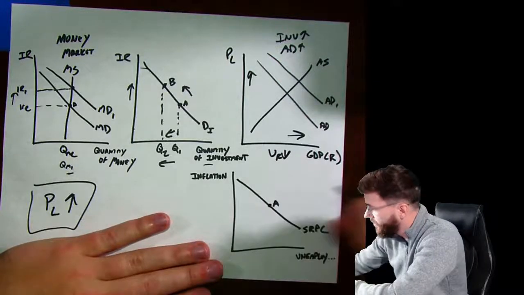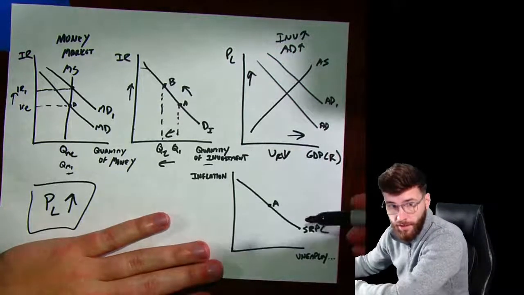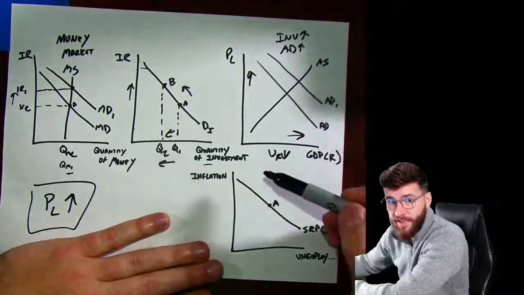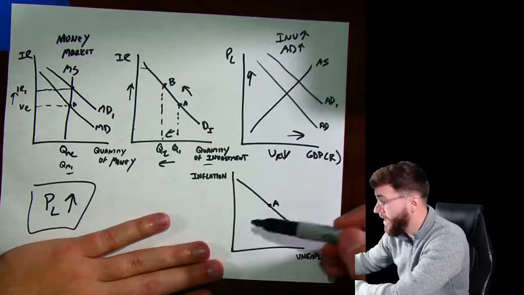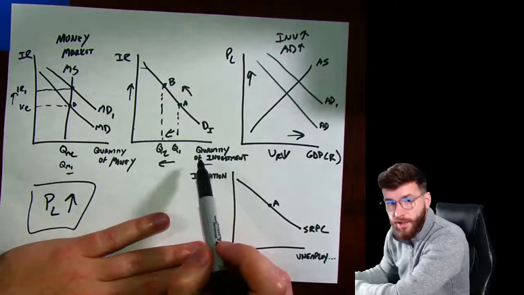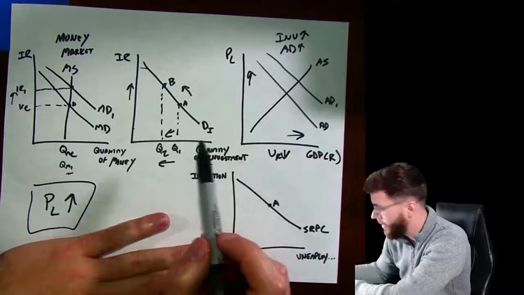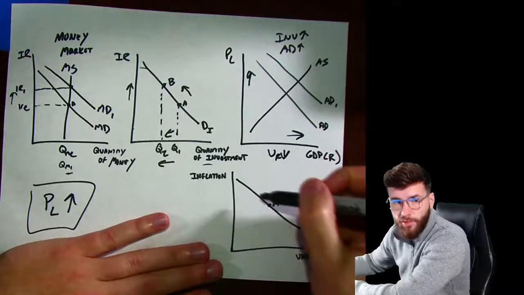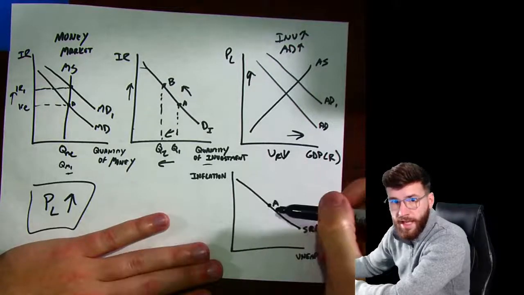Whenever AD changes, we know that it causes movement along the short-run Phillips curve. If aggregate supply changes, it causes a shift in SRPC. So today we're only going to be changing AD because we're only changing investment. We're not changing anything else, like the price of resources. So all that's going to happen today in your Phillips curve is movement along your Phillips curve. So again, ask yourself, what happens?